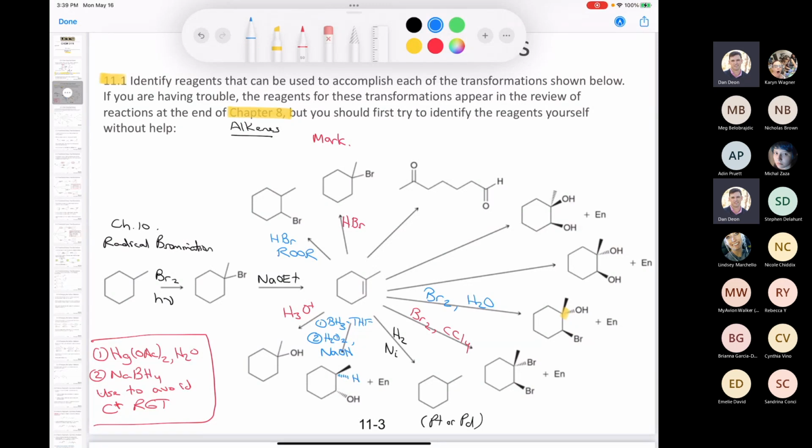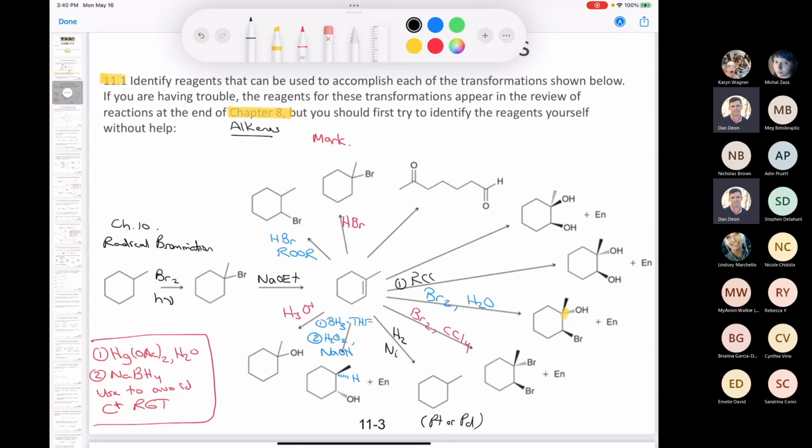Next one is the formation of a trans-diol, so that would be anti-addition of hydroxyls across a double bond. Anybody get any ideas about this? You can type it in the chat or unmute your mic. Is it first with RCO3H and second with H3O plus?